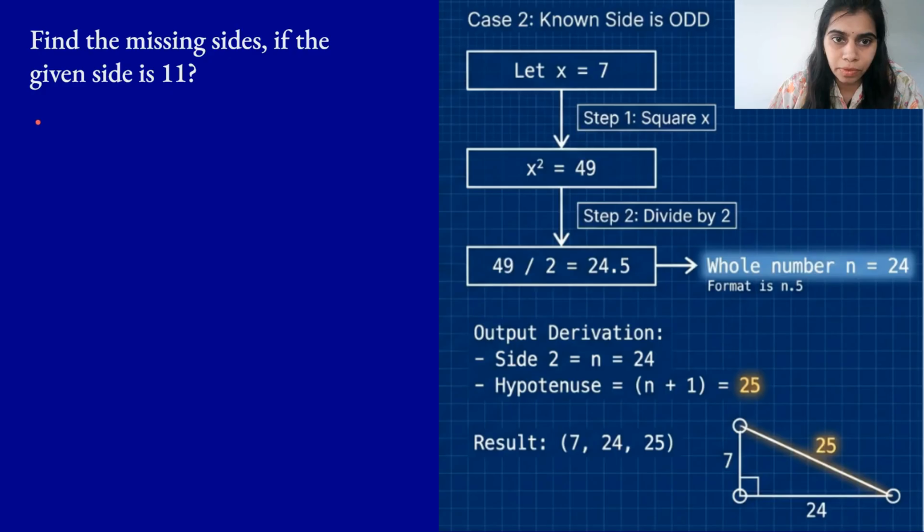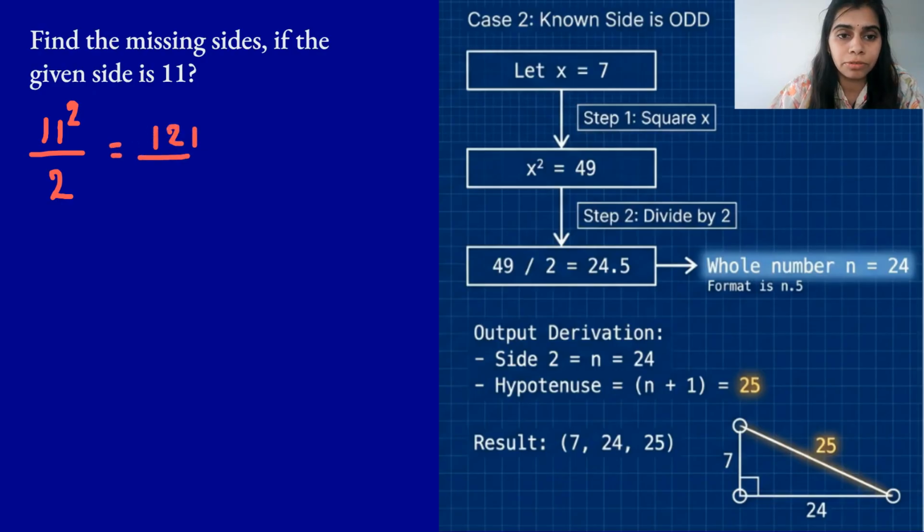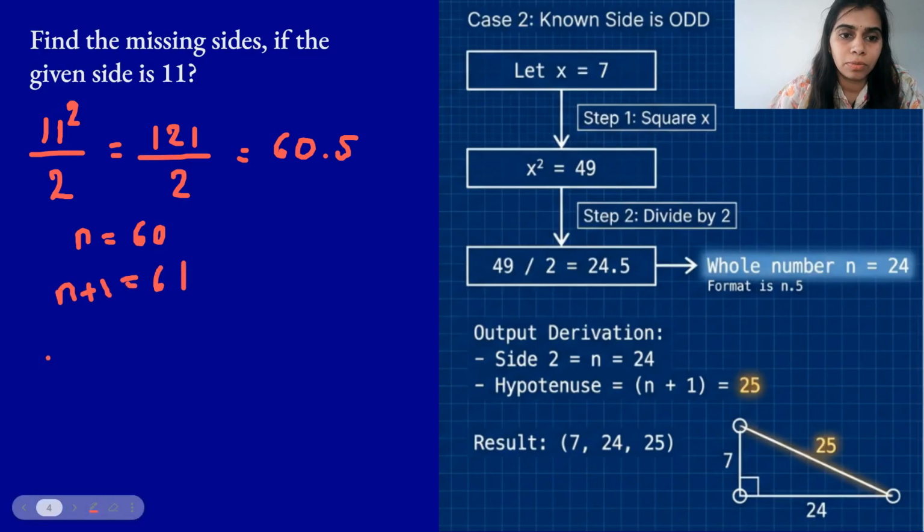Let's take one example. Find the missing side if the given side is 11. So for an odd number, what is the formula? We square the given side and divide it by 2. For an even number, we divide it by 4. For an odd number, we divide it by 2. So 11 squared is 121, and divided by 2, we get 60.5. So I'll take n as 60, that is my side 1 is 60, and side 2 is always n plus 1, that is 61. So my triplet is the given side 11, 60, and 61.